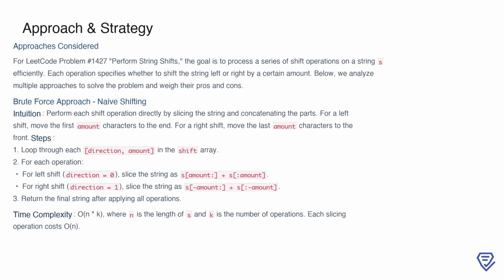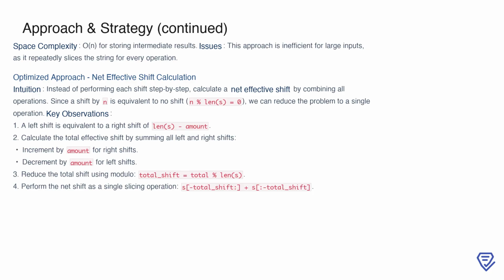While this method is intuitive and simple to implement, it involves repeatedly slicing the string for each operation. This means that if the string is long or there are many operations, the time complexity grows significantly, making the approach inefficient for large inputs. The brute force approach, as we've seen, has a time complexity of O(n * k), where n is the string length and k is the number of operations. It also uses O(n) space to store intermediate results for each slicing operation.